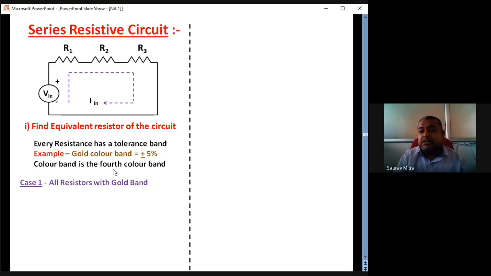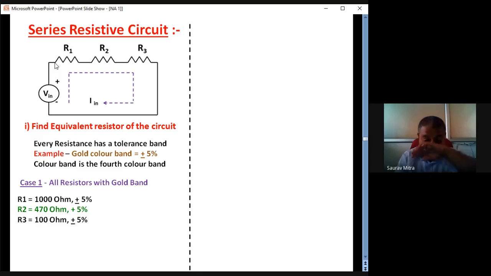So all resistors have a gold band, this is a case I am giving you, and all resistors are assumed to have a gold band. R1 is 1000 ohm. The first resistance I have taken as 1000 ohm, the second resistance I am taking as 470 ohm, and the third resistance I am taking as 100 ohm. These are called standard values of resistances. Each resistance value can deviate plus or minus 5%.